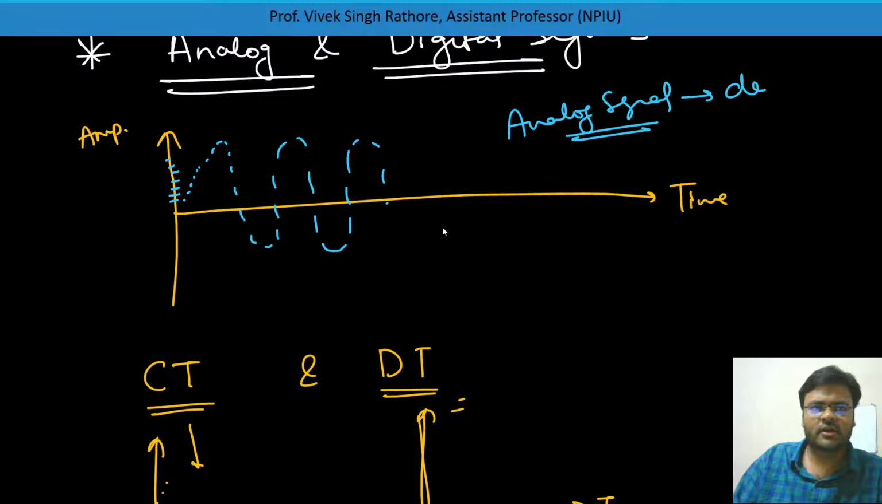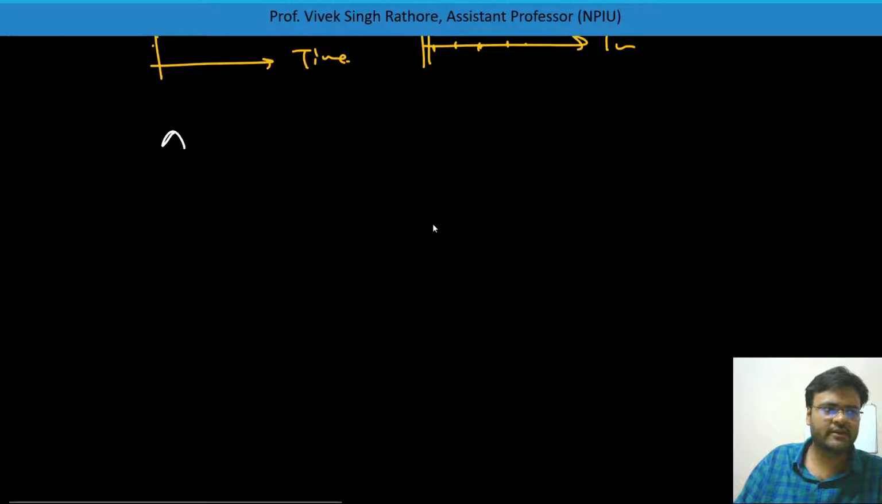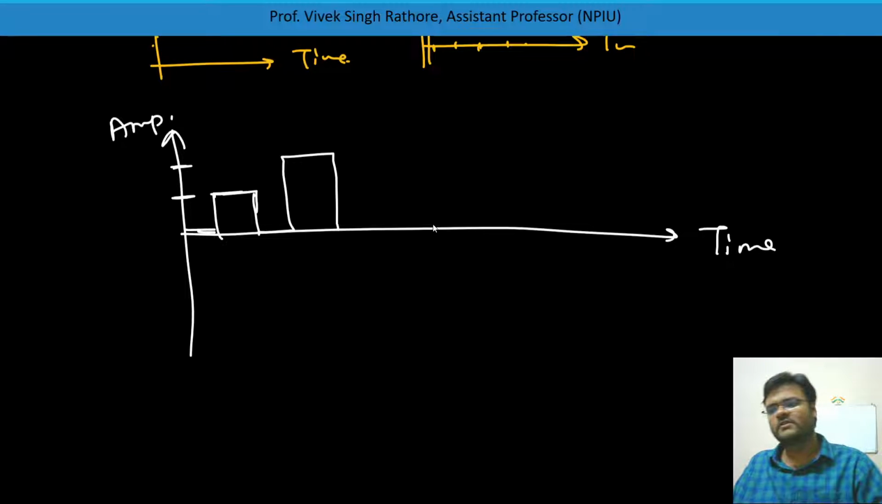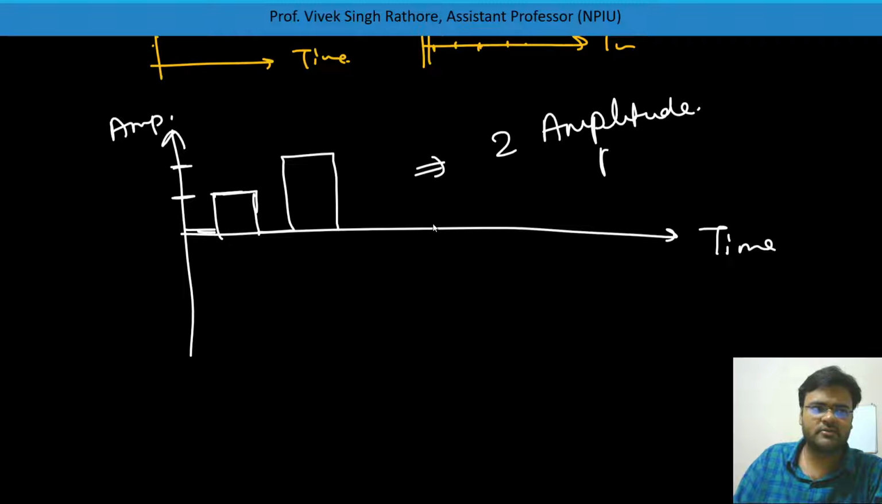Analog signal means the signal which is defined for any amplitude. And digital signals are those type of signals like this. This is our time axis and this is our amplitude axis. If a signal is defined for a particular level, only two values, let's suppose this value and this value, then this type of signal, which is defined for only a limited number of amplitudes, exactly two amplitudes, is called a digital signal.